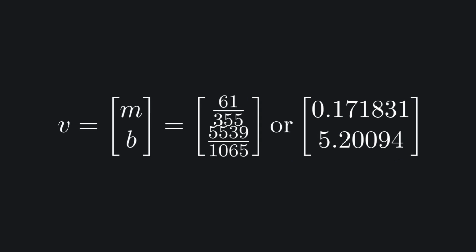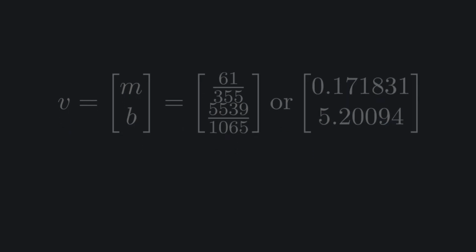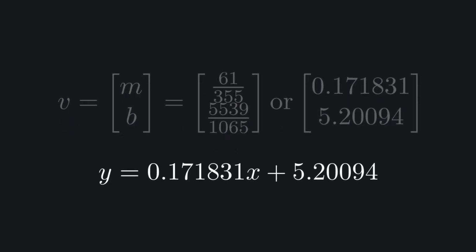And that's it, we get M to be 0.171831 and B to be 5.20094. And that is the line which best fits our data points.